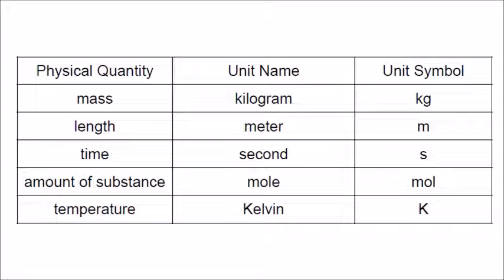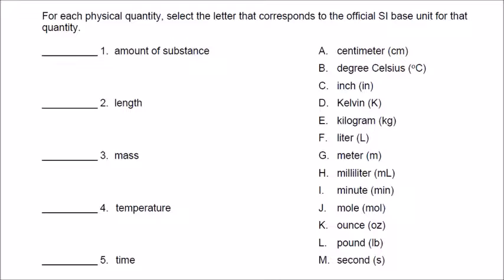So for mass, it's the kilogram. Length, it's the meter. Time, the second. Amount of substance, the mole. And temperature, Kelvin. So number 1, amount of substance is the mole.